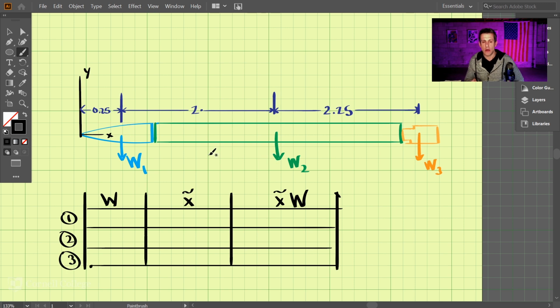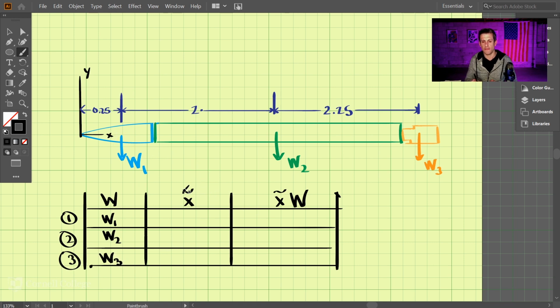So now we want to find the entire center of gravity of the whole pencil. And to be able to do that, I like to make a chart like this, all right? So we have different columns. We have the weight here. And for segment number 1 here, we know the weight is W1. Likewise, W2 for segment 2. And W3 for segment 3, okay?